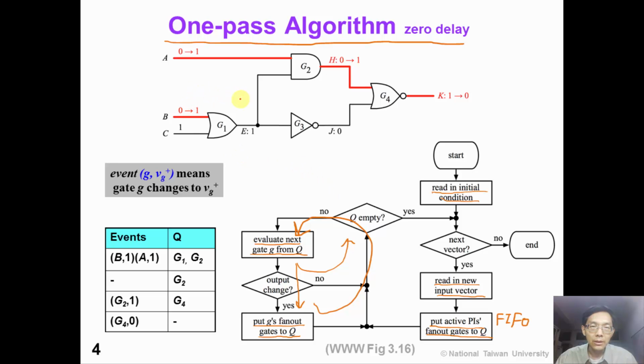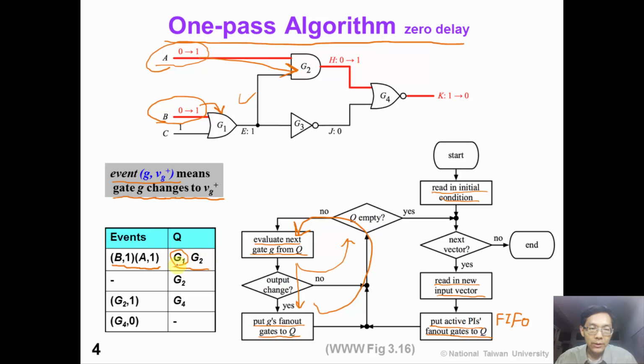So let's see this circuit. For example, we have A rising to 1 event and B rising to 1 event. In this figure, we will use this notation. Parenthesis G, VG plus means that gate G is changing to VG plus. At the beginning, we have 2 events, B1, A1. When we execute these events, the fan-out gates of these 2 events are G2 and G1 respectively. So we put them in the queue.